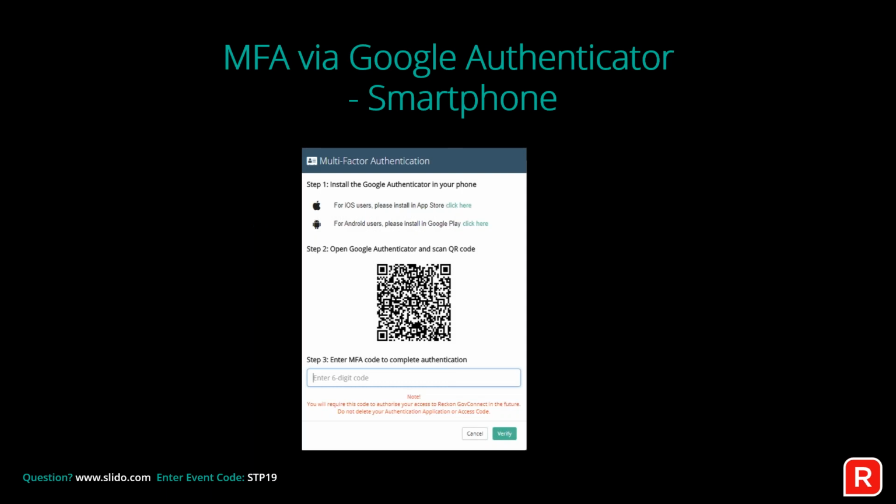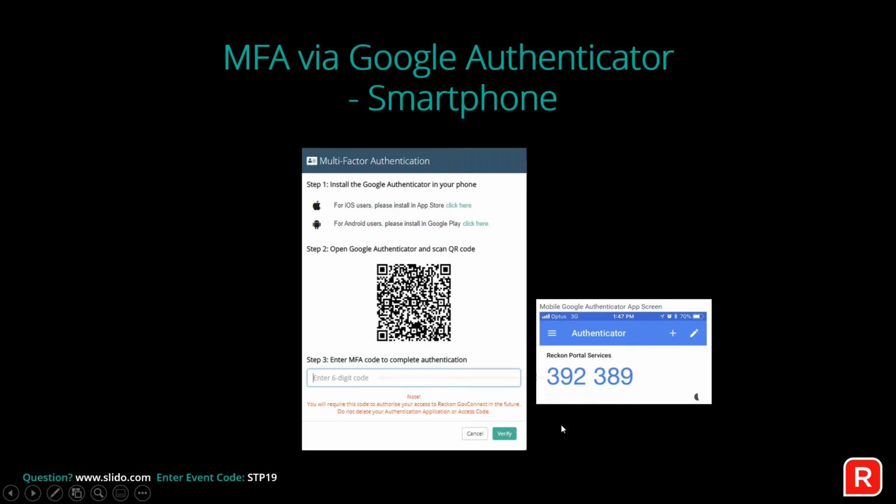When using the Google Authenticator for a smartphone, you'll need to download the Authenticator from the App Store or from Google Play. You'll need to scan this QR code, and that will generate a number which you can then enter into the step 3 field. And just click on verify.